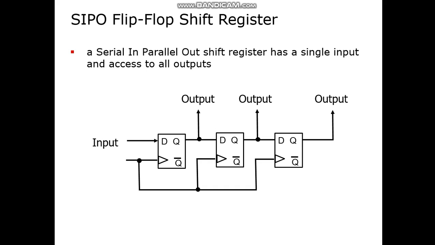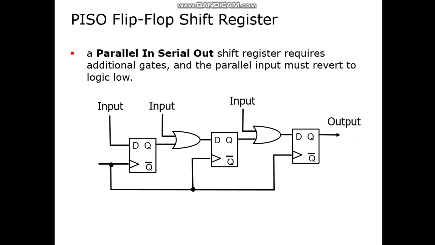Next, serial in parallel out flip-flop shift register. That means input is given to the first flip-flop and output is taken from all the flip-flops. Each is also connected to another flip-flop, so you can get the output. When the clock pulse is enabled, the first input is loaded and you get the output. When the next clock pulse is given, the first one moves to the second one, so that output will be loaded. Here also, after 3 clock pulses only, you will get the output. That is serial in parallel out.